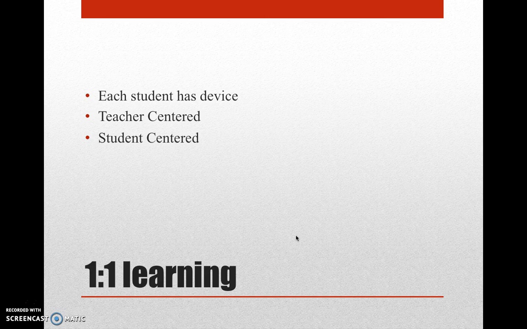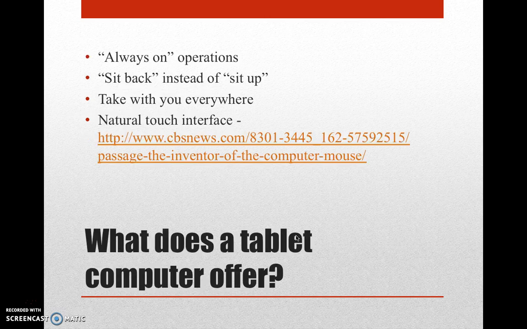So, it could work either way in your classroom, but it has to be one-to-one, and there has to be some learning going on with each device. And one type of one-to-one device is the tablet computer, and an iPad is an example of this, or other tablets that may be out there, such as Samsung Galaxy notebooks as well, and other things that are available. They have always-on operations.